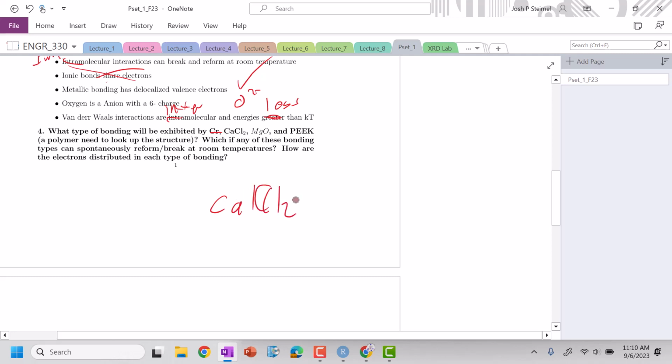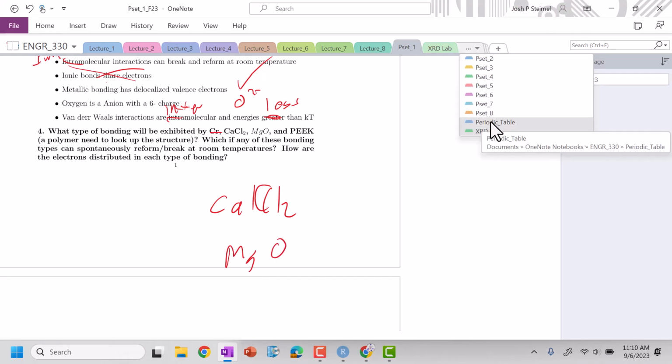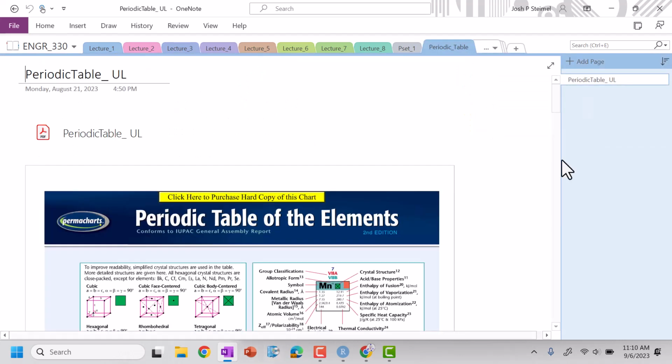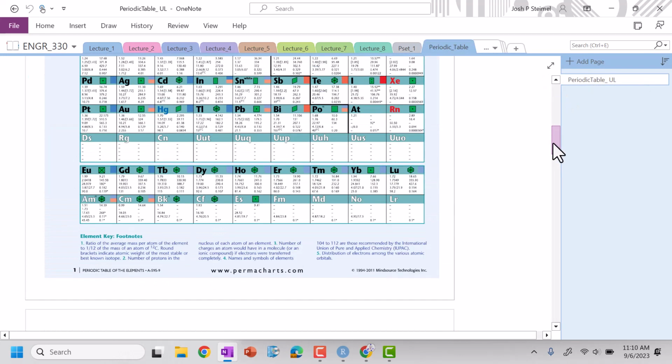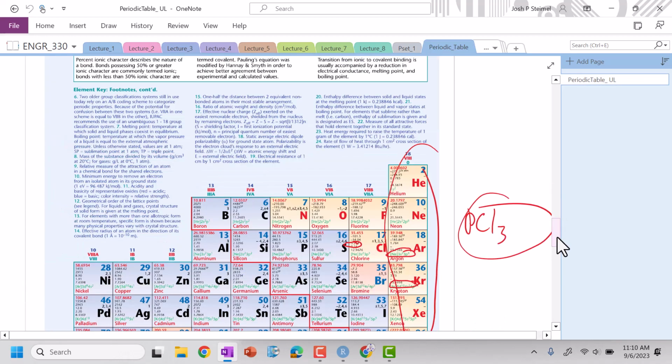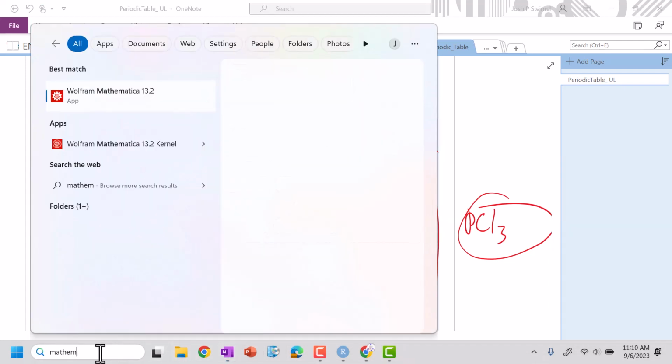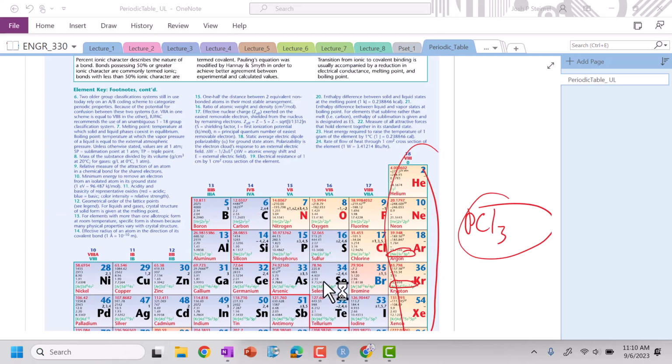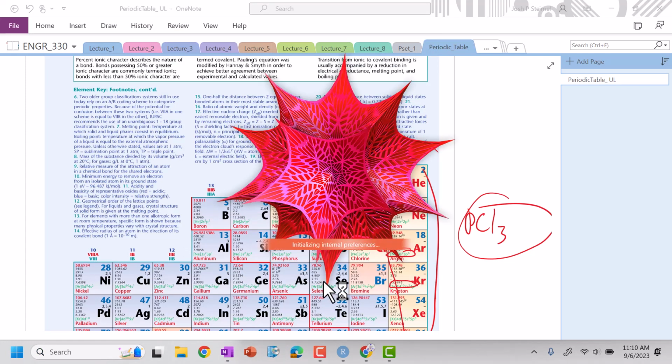CaCl2. Well, and let's do MgO at the same time. Well, we need to go to our handy-dandy table to determine the electronegativities, so Ca, Cl, Mg, and O. So let's go ahead. Cl, I believe, is 3.16. Actually, I'm going to bring up Mathematica here. Cl, CaCl2, and MgO. Okay, we can knock these out.